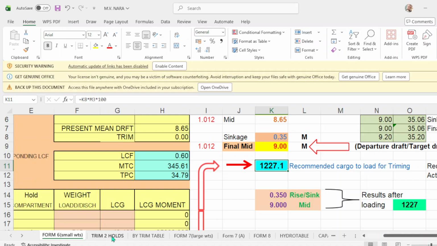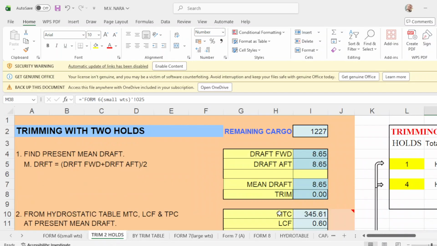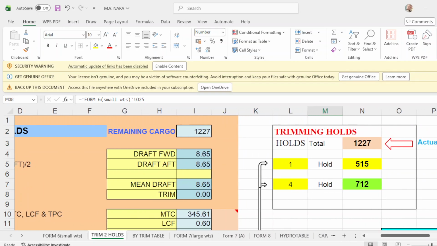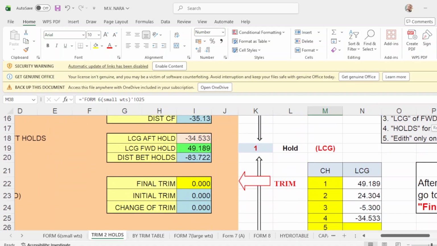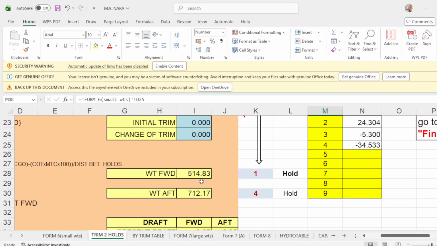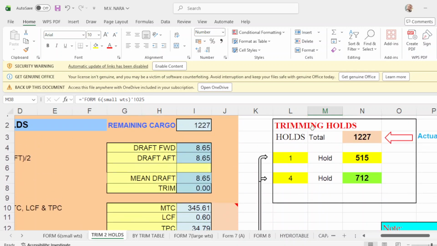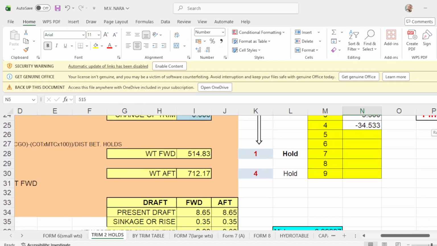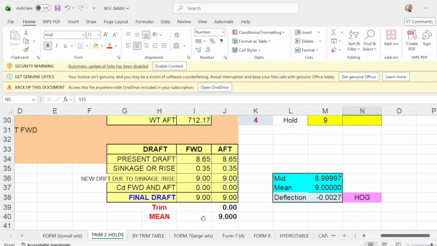Okay. Then you go to trim holds 2. Put the trimming hold 1 and 4. And how much will be, you have an even keel, no trim. And how much are you going to load in number 1? That will be 515 here. And 712 here, in hole number 4. And your departure drop will be 9 meters forward, up 9 meters. Forward and up 9 meters, and your trim is 0, and your main drop is 0.